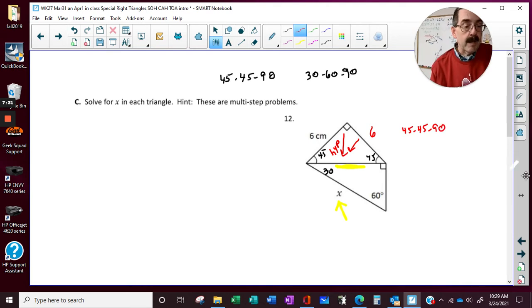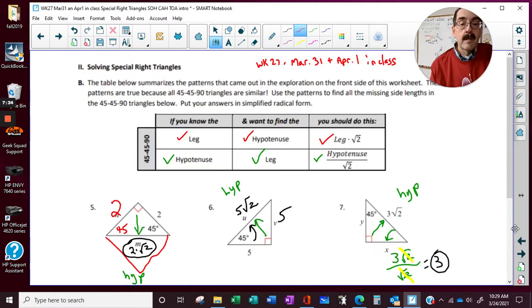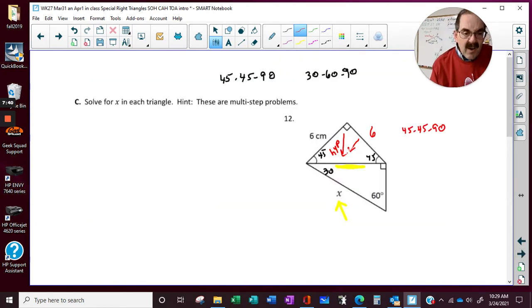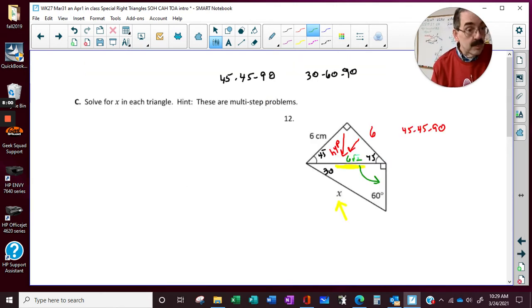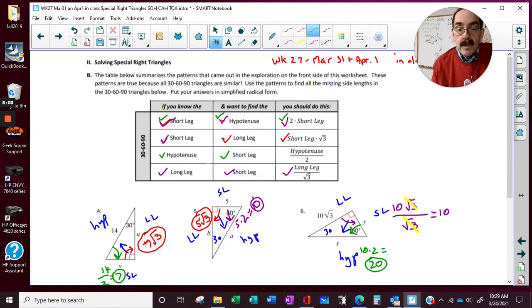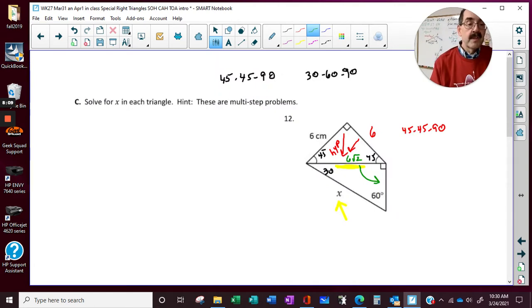If you got to look back, okay? From a leg to a hypotenuse, multiply by radical 2. So now I have 6 radical 2. I have the long leg. Now from the long leg to the short leg, you guys remember? Short leg to long leg? Short leg, long leg. No, I went the wrong way. From the long leg to the short leg, divide by radical 3. Okay? 6 radical 2 over radical 3.